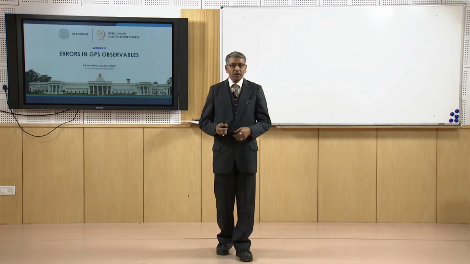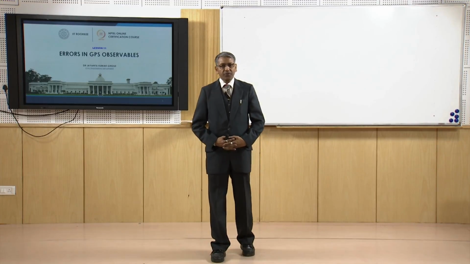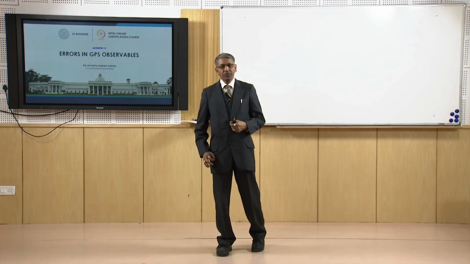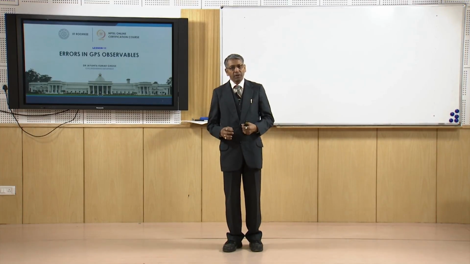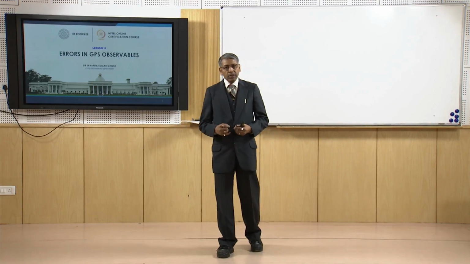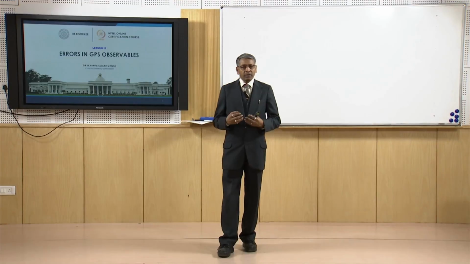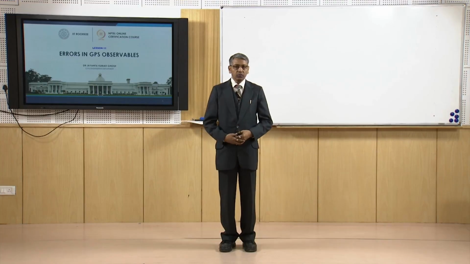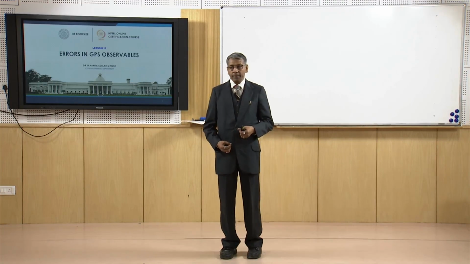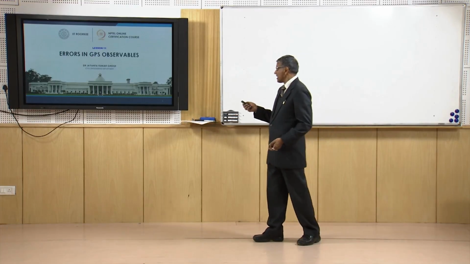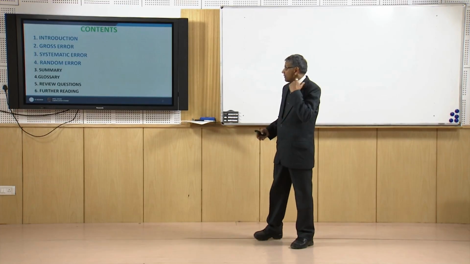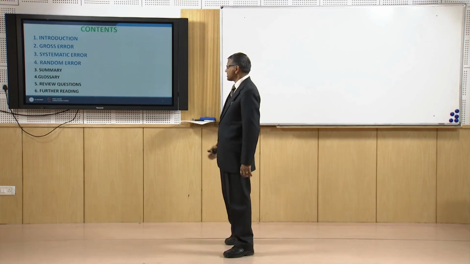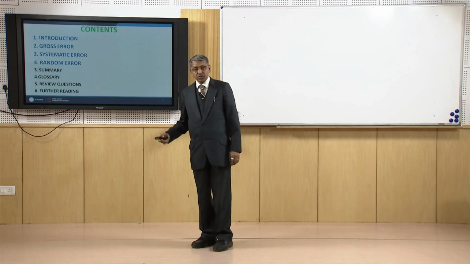In the last class we have seen that GPS observable consists of code pseudo range and carrier phase observables, and these observables are fraught with errors. In today's class we will discuss what are the defined sources of errors and how those errors have to be taken into consideration. Now the lesson will be discussed under the following heads: what are the errors, different types of errors, then the summary and review questions and further reading.